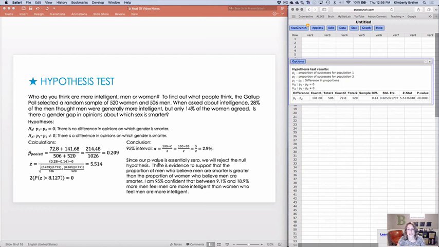Again, our result is that we would reject the null. There's evidence to support that the proportion of men who believe men are smarter is greater than the proportion of women who believe men are smarter. And then I'm tying in my confidence interval. I'm 95% confident that between 9.1 and 18.9% more men feel men are more intelligent than women who feel men are more intelligent.